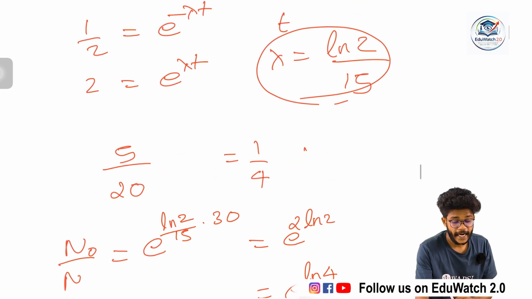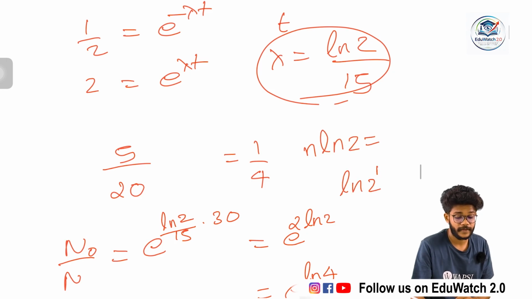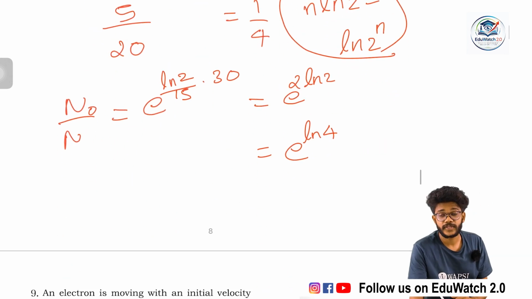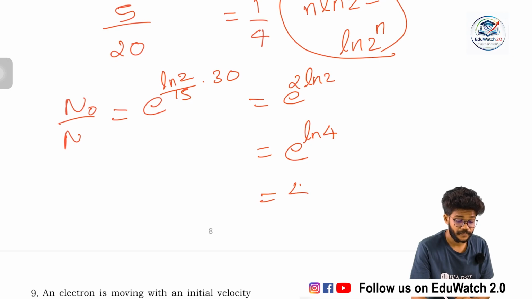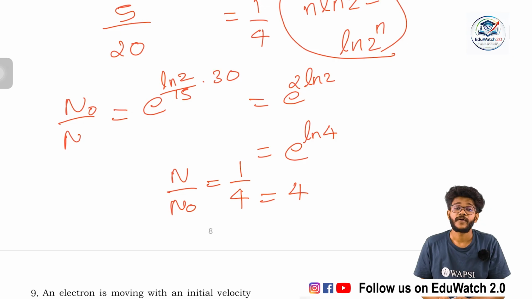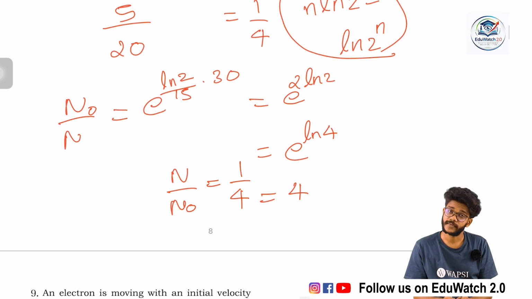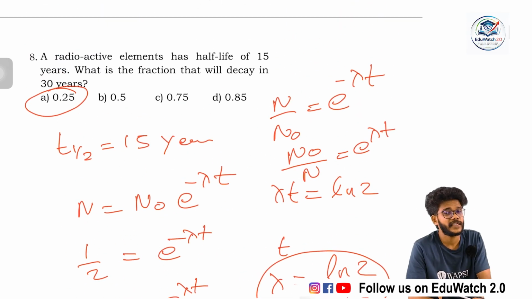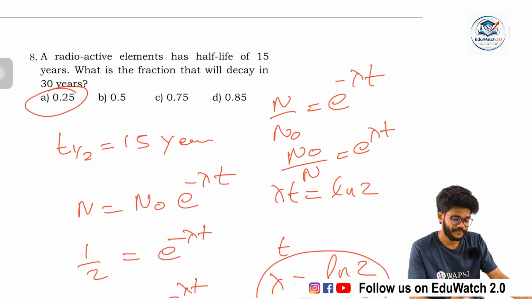That means using the formula n ln2 is equal to ln of 2 raised to n, e raised to ln4 is equal to 4. So N0 by N is equal to 4, so N by N0 is equal to 1 by 4. So we have only 1 by 4th of the initial number of particles, that means 25%. Yes, so option A is correct. We have proved it in both the theoretical method and the logical method.